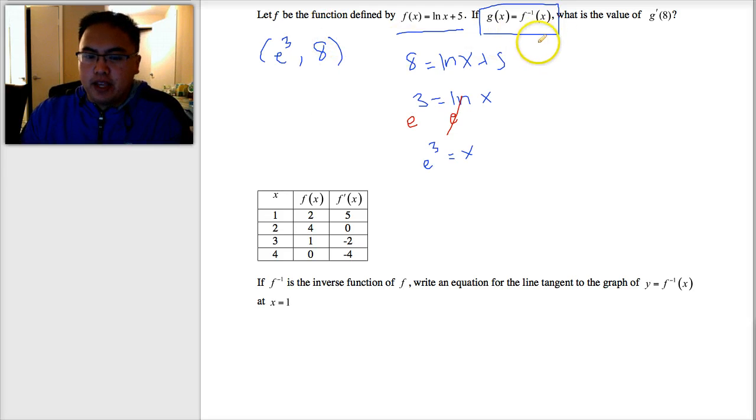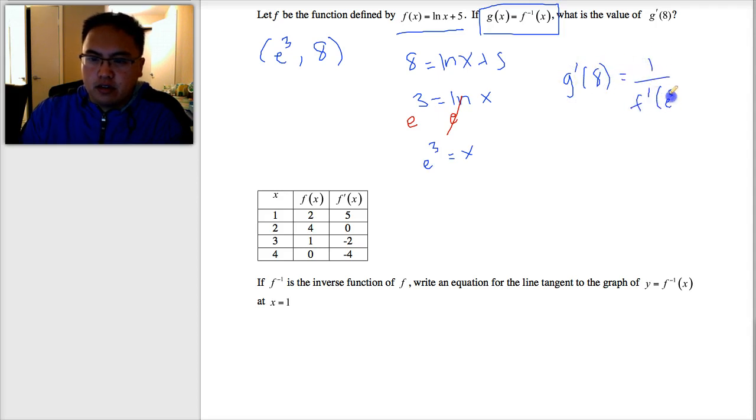I will start the formula, the only formula that you need to know. g prime of 8 is equal to 1 over f prime of e to the third. Okay. Did the problem give me f prime? No, they didn't give us f prime. So you may notice I'm going to have to solve for it.